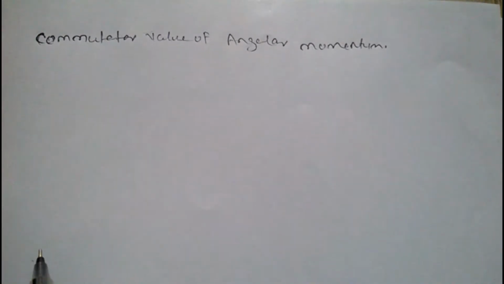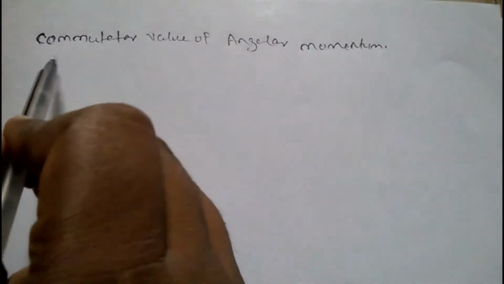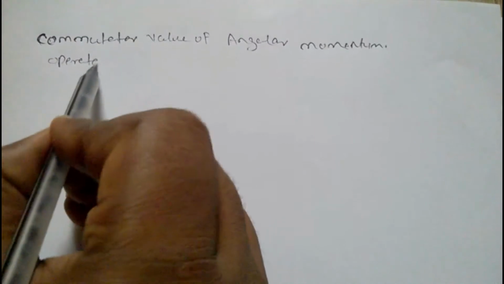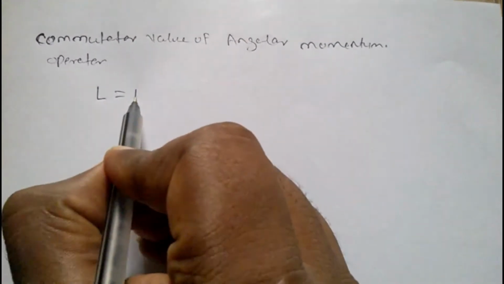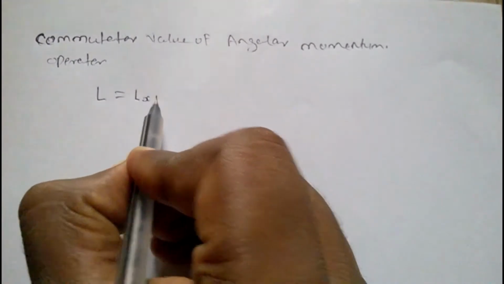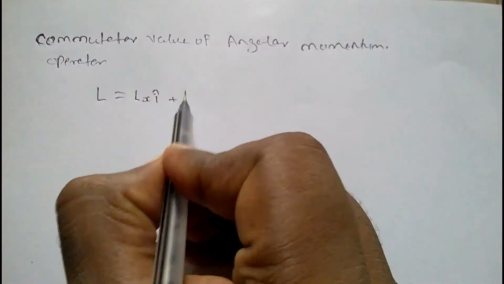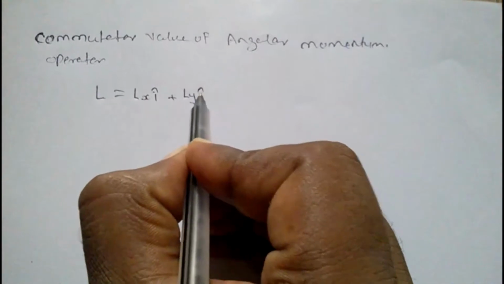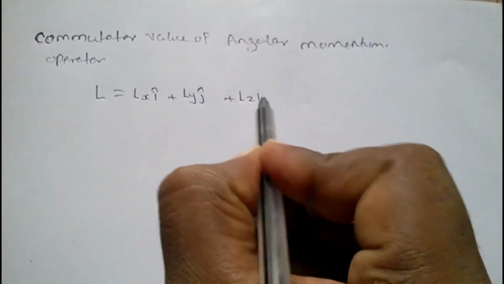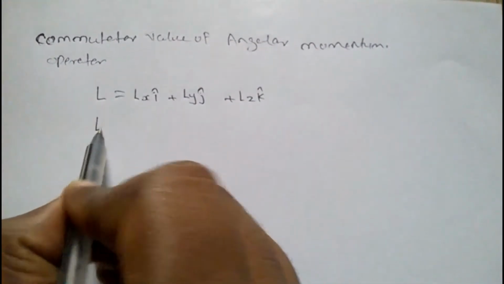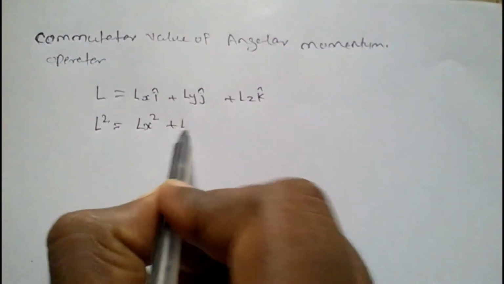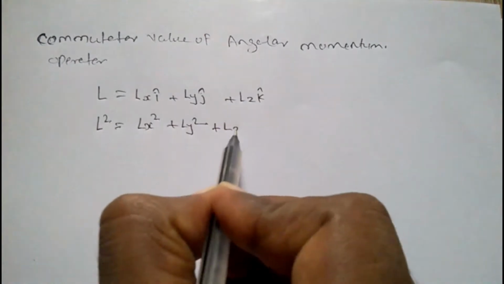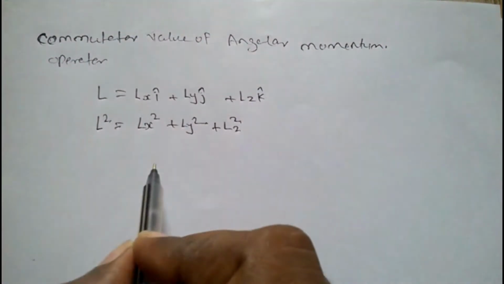Commutator value of the angular momentum operator. We write L equal to Lx i plus Ly j plus Lz k. So L square equal to Lx square plus Ly square plus Lz square.